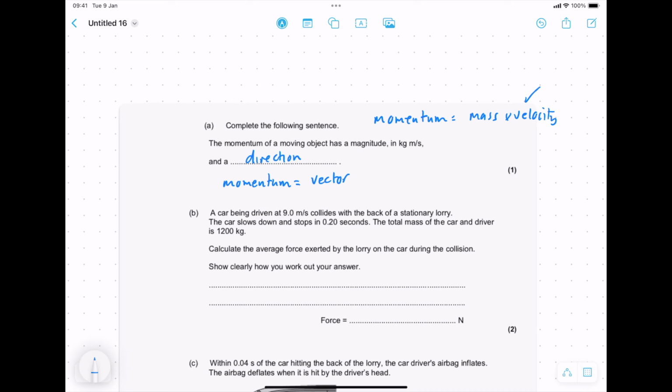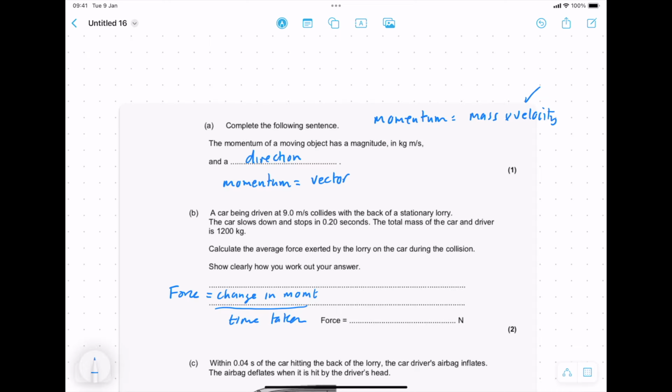So we need the formula which relates this impact force to change in momentum. So the equation is this: force is equal to change in momentum divided by time taken. The change in momentum is found by the momentum at the end minus the momentum before, so final minus initial, divided by the time taken.